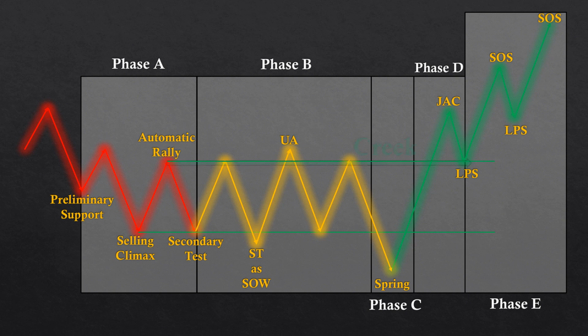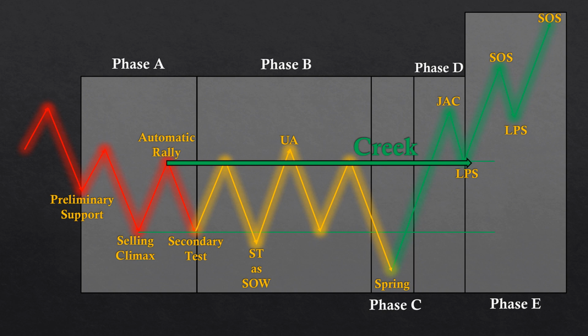One is the creek, which is the high produced by the automatic rally after the selling climax. This is important because it's the level we want to see price break out of. The expression jump across the creek is precisely that. The other thing to pay attention to is the presence of changes of character, meaning moments where the market transitions from trending to ranging or vice versa.